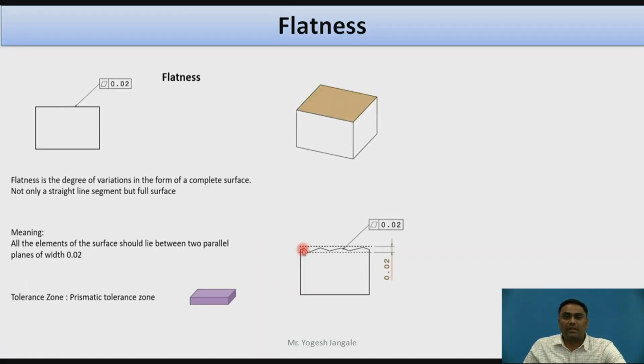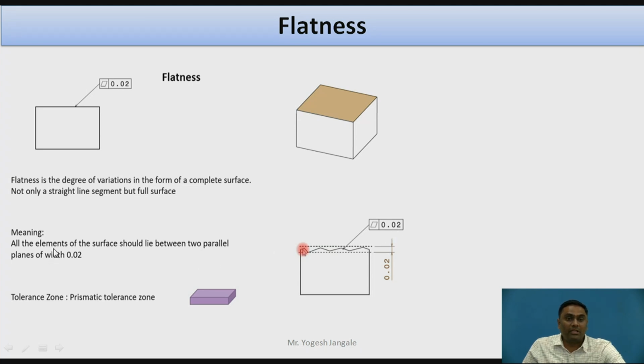Next, the symbol we are going to discuss, flatness, is indicated over here. You can see again in the feature control frame there are two boxes. One box indicates the symbol, the second box is the tolerance. Flatness is the degree of variation in the form of a complete surface, not only a straight line or segment but the full surface we are going to consider. This highlighted surface we want to measure should be flat within a tolerance of 0.02.